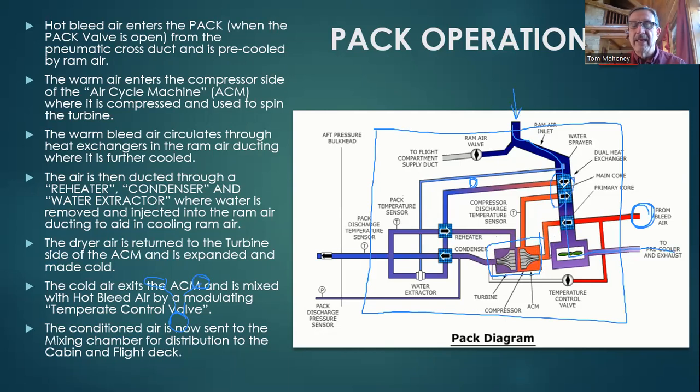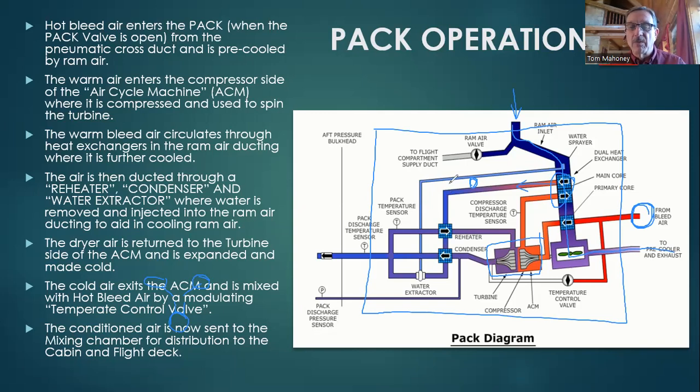set of heat exchangers. The warm air circulates through the heat exchangers and in the ram air ducting where it is further cooled. So more air is coming down through here and it's getting cooled off again and it comes back out this direction, travels on down as it's shown here in yellow. It cools down a little bit and the air then is ducted through a reheater, a condenser, and water extractor where water is removed and injected into the ram air ducting to aid in cooling the ram air.